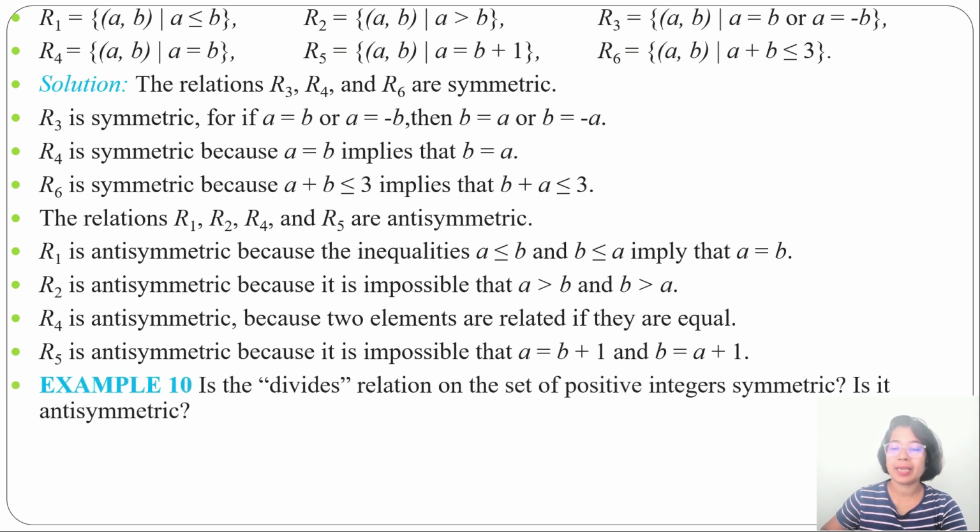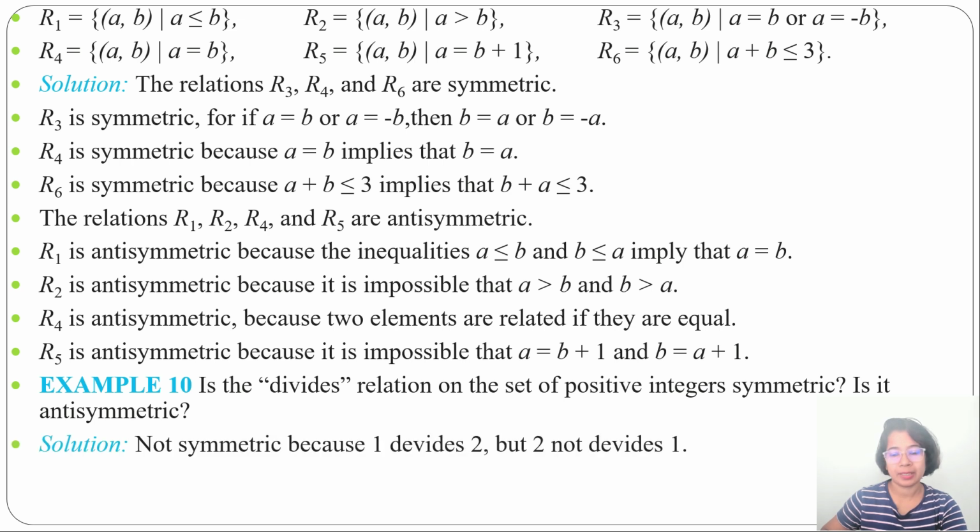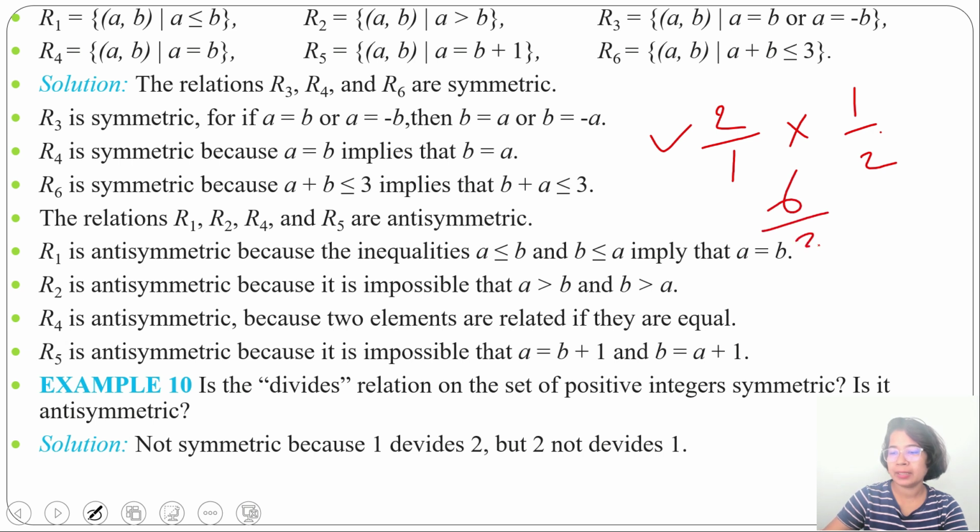Now example 10, is the divide relation symmetric or antisymmetric? The divide relation is not symmetric, as if 2 divides 1, then 1 does not divide 2. So if 6 divides 3, then 3 doesn't divide 6. This is not possible. So that's why it is not symmetric. If (A,B) is an ordered pair and A divides B, that doesn't mean B divides A.